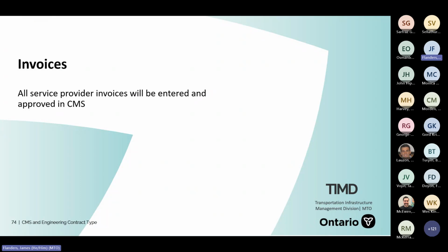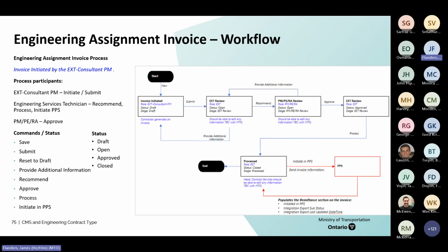So here we are, invoices. So service provider invoices will be entered into the CMS system, and that is why it's important to note the work breakdown and each of the categories that are billed against will be in there. So the workflow here is, as it's created by the external service provider, it's submitted. The engineering service technicians will review them, basically a quality assurance check just to ensure that the right information is there. So then they recommend it for the PMPRA for review.